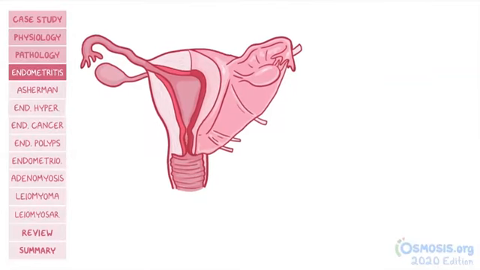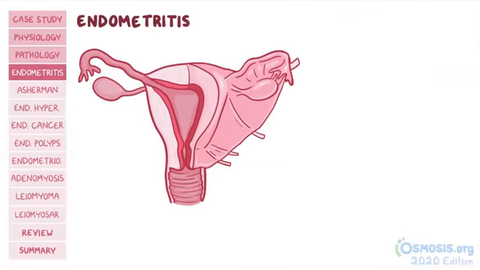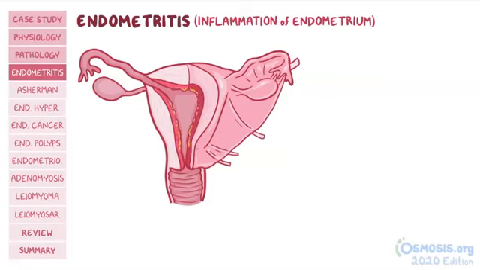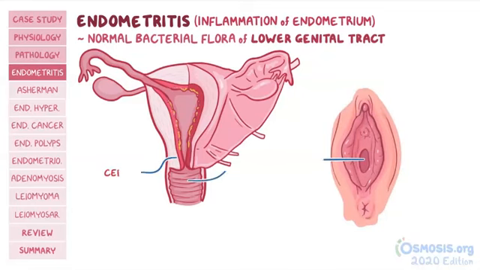Okay, now the first uterine disorder is endometritis, or inflammation of the endometrium. This is usually caused by normal bacterial flora of the lower genital tract, meaning the cervix, vagina, or external genital organs that travel upwards into the endometrium.